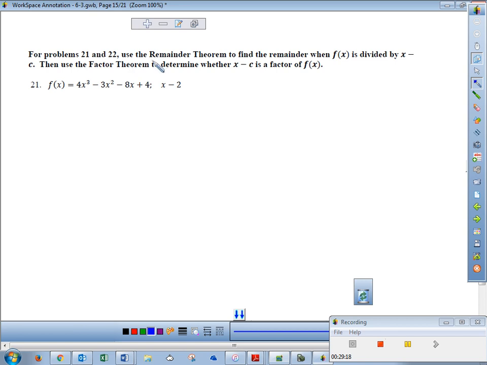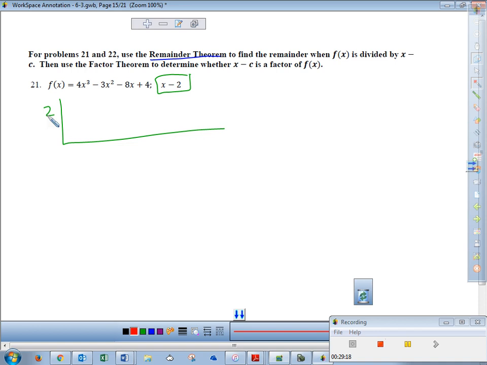For 21 and 22, use the remainder theorem to find the remainder when f of x is divided by x minus c. Then use the factor theorem to determine whether it's a factor of f of x. Same thing we did on the front page with a little bit of questions. First of all, what would you have to synthetically divide by? If you've got x minus 2, you need to synthetically divide by 2. So let's see if 2 is a root of this, right? That's what they want to know. Does this cubic cross the x-axis at 2 or not? So you go through all this stuff.